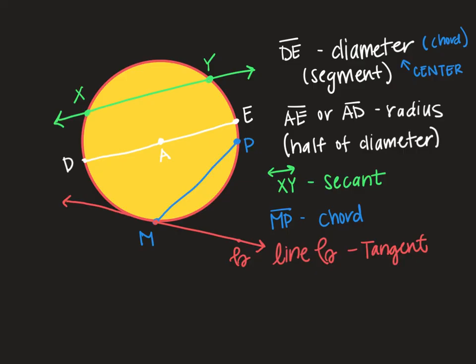One thing about tangent is it only meets at 1 point. And it is always perpendicular to the radius, to 1 radii. So there will always be 1 radii in which it is perpendicular to. Okay, so that is the vocabulary for circles that we're going to go over.